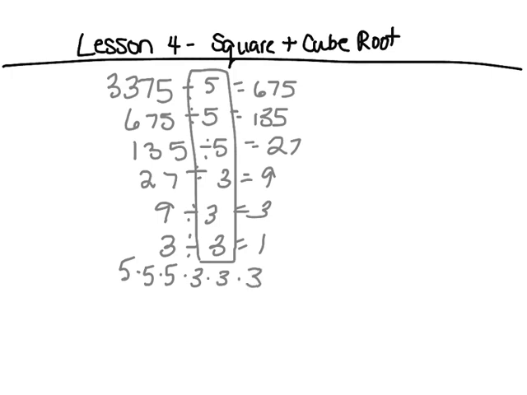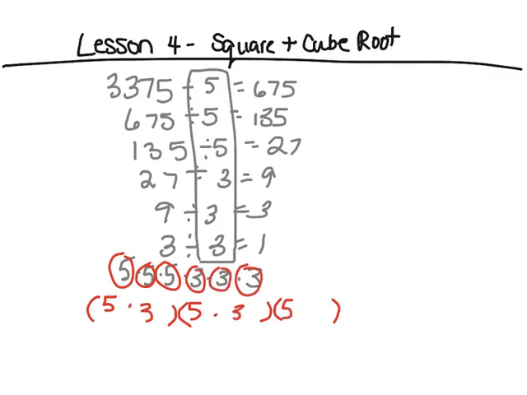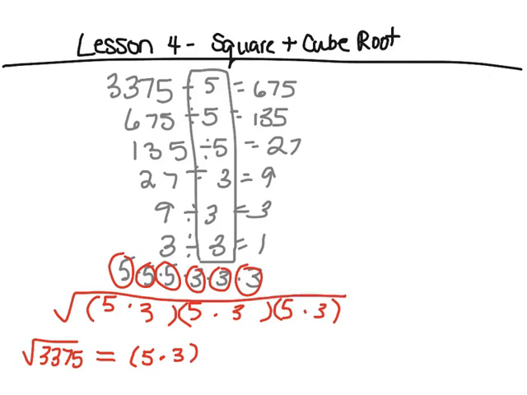So because we have 3 of everything, we're going to put it into 3 separate groups. So 1 5 goes into each bracket, and 1 3. So the cube root of 3,375 is equal to 5 times 3. Because we have 3 under the radical sign, 1 comes out, and 5 times 3 is 15. So that proves that 3,375 is a cube number.